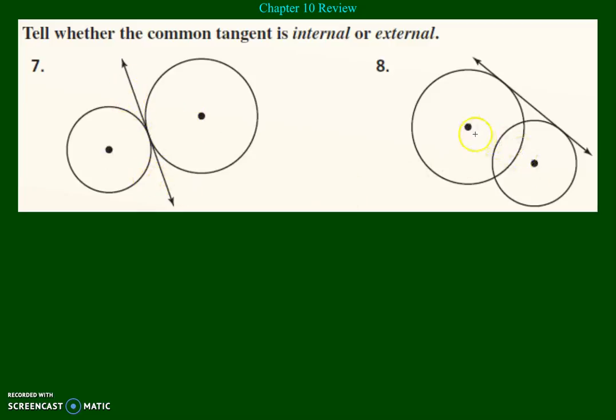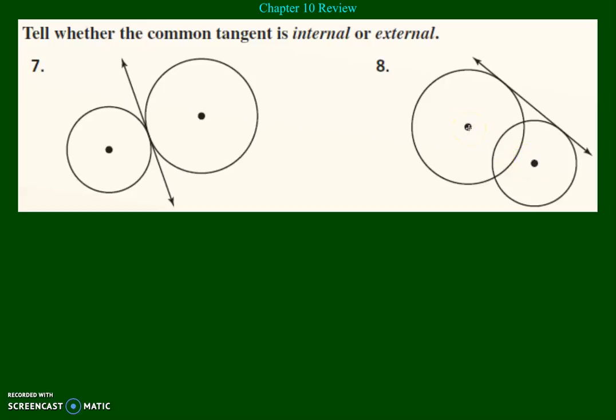For number 8, if we drew a segment from here to here, you could clearly see that this line would not intersect that segment. Now, keep in mind, we're not talking about a line through these 2 points. We don't know that this is parallel to this, so at some point this tangent may intersect the line through these 2 points, but that's not what describes internal and external common tangents. It's simply a segment connecting the centers of the circles.